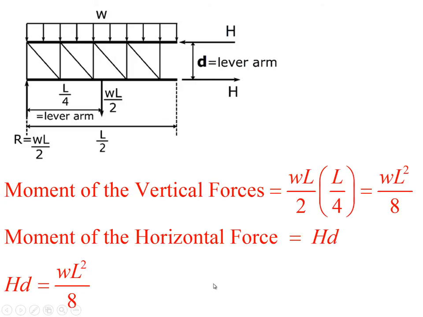Or we can say, for this object to be in equilibrium, HD has to be equal in magnitude to WL squared over 8. In other words, the moment of these horizontal forces has to be equal and opposite, or equal in magnitude, to the moment of the vertical forces. So we end up with this formula. This is imposed upon us by the fact that we have a load W and we're spanning a distance L. And these are the two variables we can play with. We can adjust the depth, so if we go to a deeper truss, H can be smaller. If we go to a shallower truss where D is smaller, then H has to be larger.